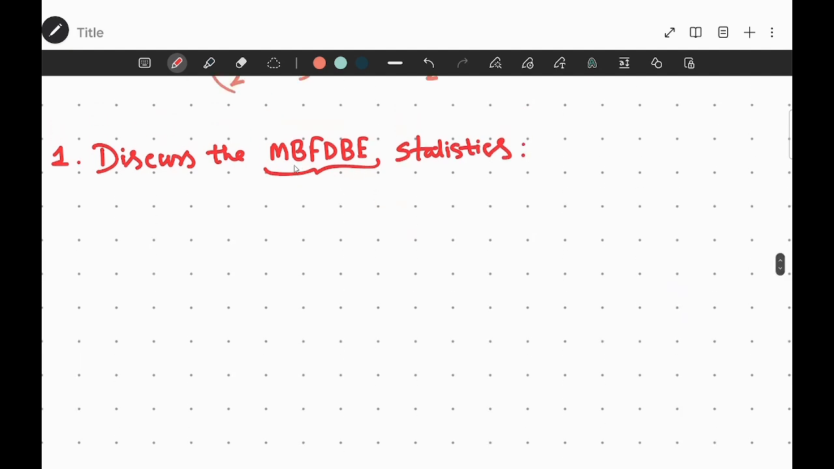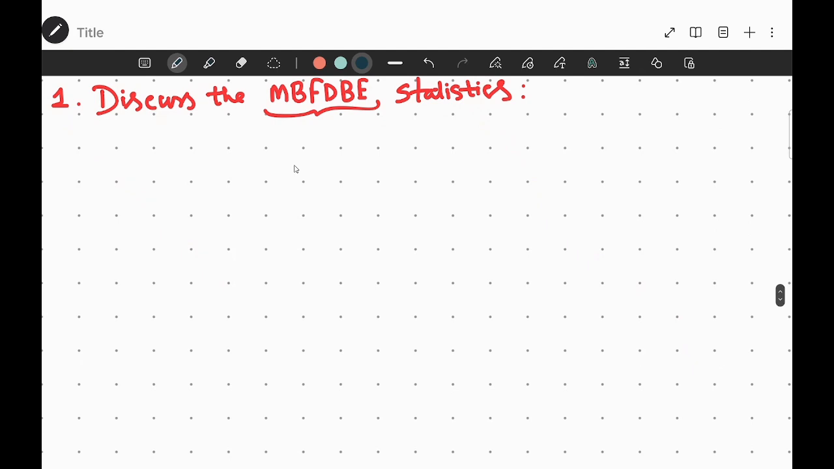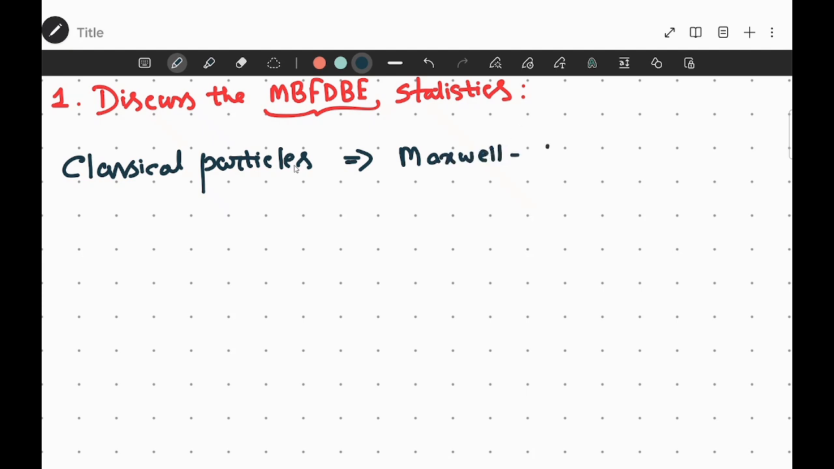This should be clear, because in this class it may be confusing. We know that classical particles follow the Maxwell-Boltzmann distribution. Essentially, it is called MB stat.